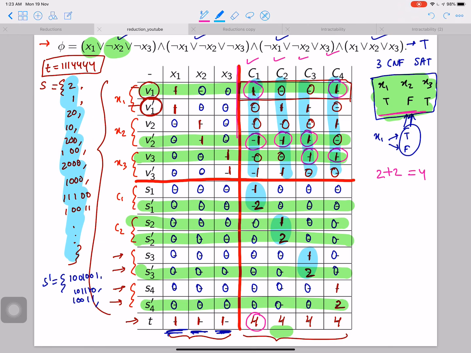If you want to see the other way around, let us assume that the subset sum has a valid solution. That means you were able to make it 1114444. If you concentrate on the first part, 111, that means you are either selecting v1 or v1 dash, or v2 or v2 dash, or v3 or v3 dash. So for all the variables x1, x2, and x3, you are either selecting true or false. So this part is satisfied for the SAT problem.